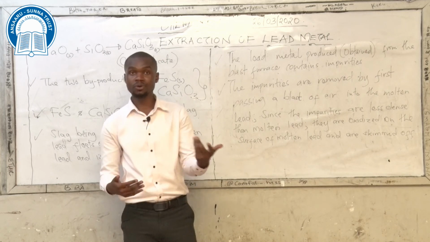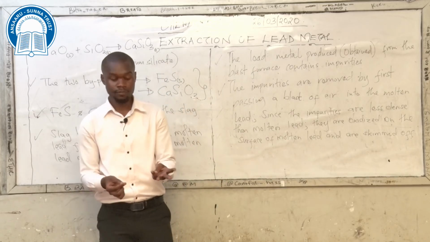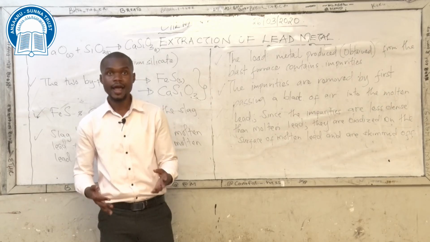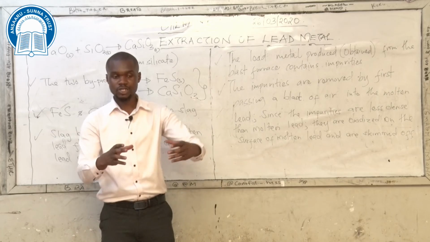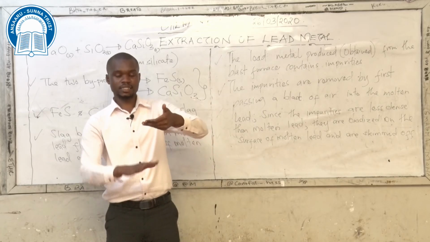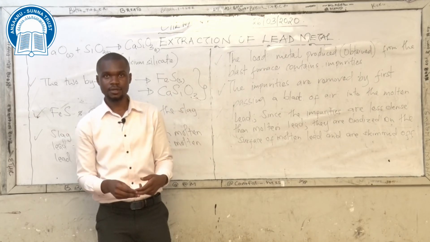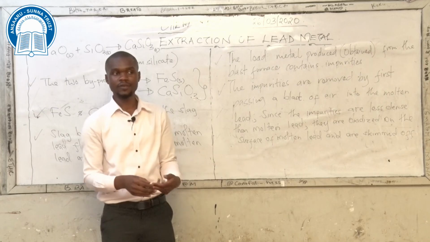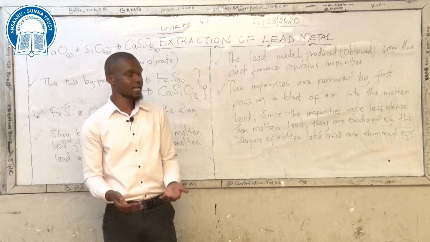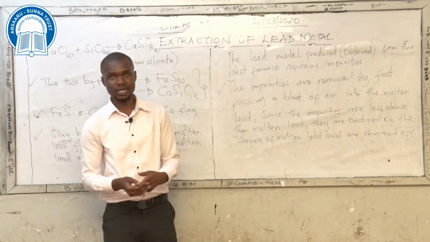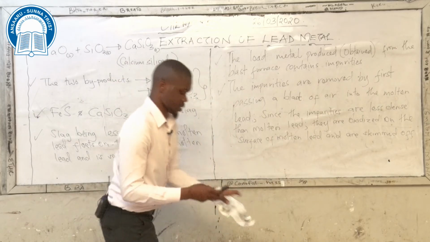How are the impurities removed from the molten lead? We are saying that the first thing that happens is that we blow air into the molten lead. And since the impurities are less dense than molten lead, they float on the surface of molten lead. So what happens? When the air is blown over the molten lead, they react with oxygen, they are oxidized, form oxides, and are skimmed off from the surface. And we obtain lead.